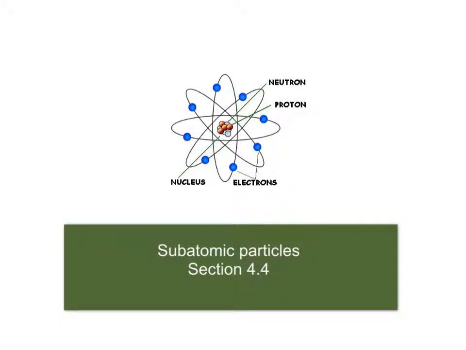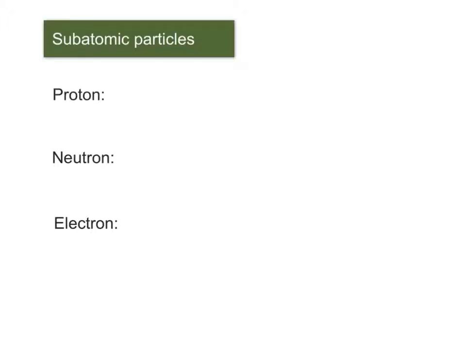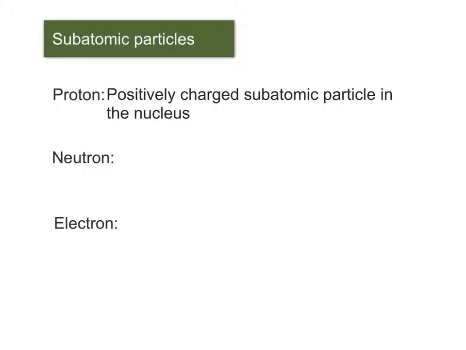Today we're going to talk about the subatomic particles that we can find in the atom and how we use those particles to learn about the mass and the charge and how to write the symbol for a particular element. All right, first we're going to talk about the proton. The proton can be found in the nucleus and it has a positive charge.